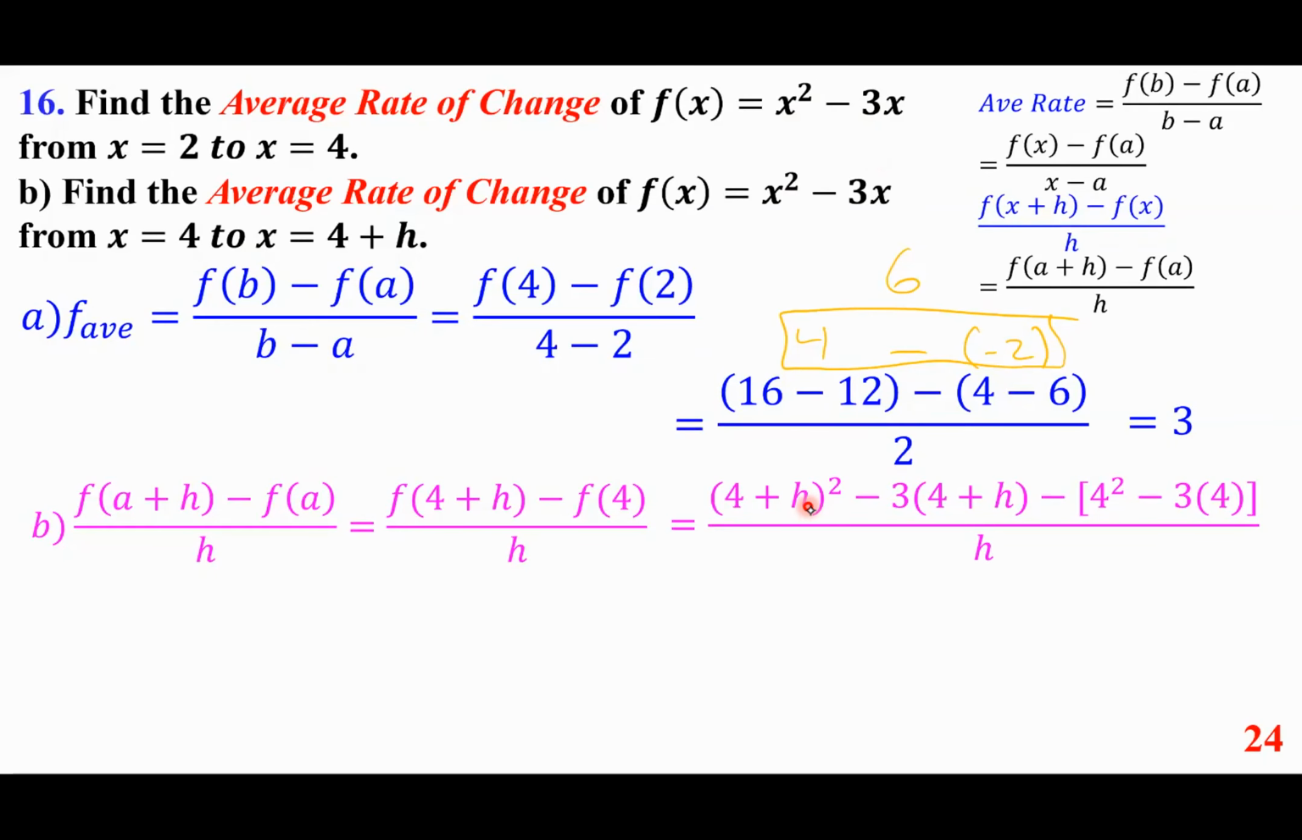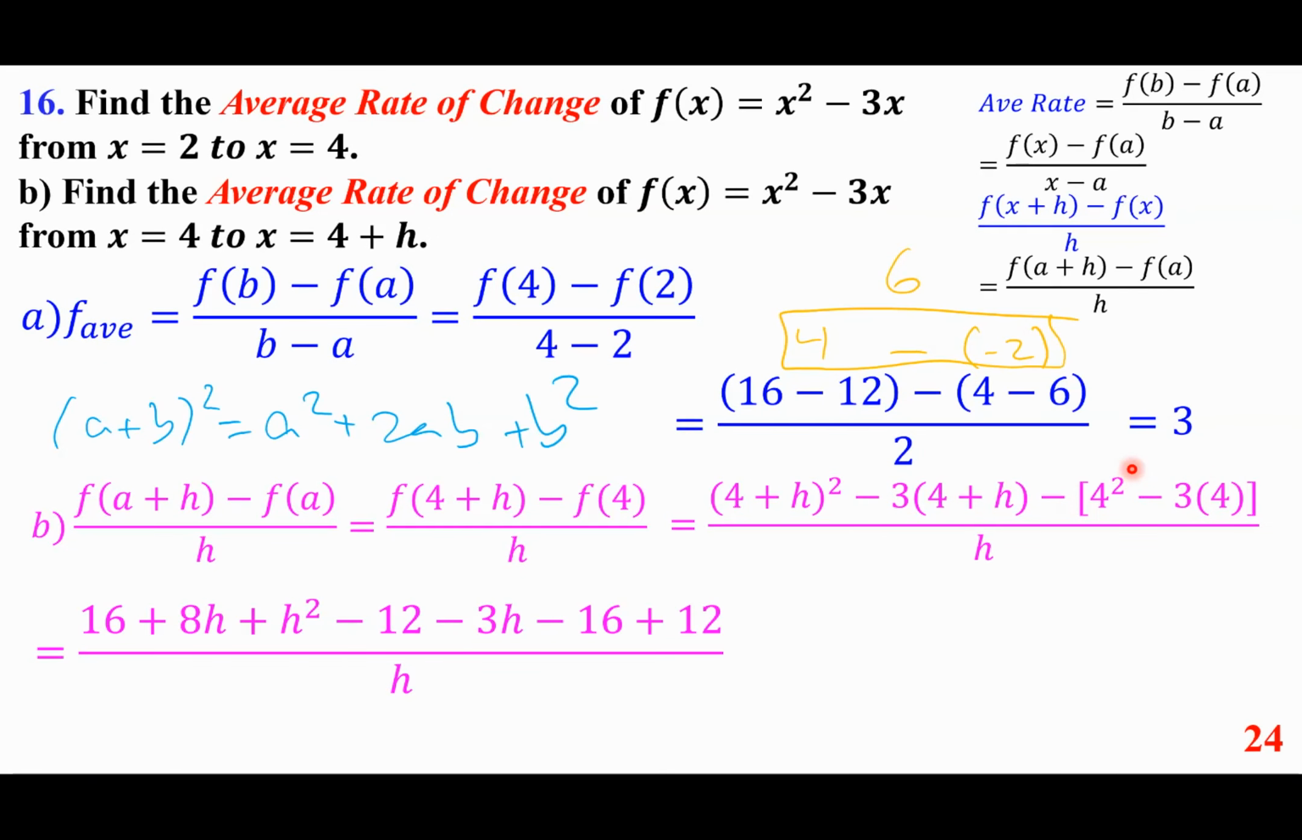Now we need to square this, and I'm going to remind you. A plus b squared is a squared plus 2ab plus b squared. So this is 4 squared or 16 plus 2 times 4 times h, 8h plus h squared minus 12 minus 3h. Now this is 16, this is 12, so 16 minus 12. And you can distribute the negative. It doesn't matter what you do here. But the reason I kept it like this, because perhaps it's easy to see the following. This number, and this number, and this number, and this number, they all add up to zero.